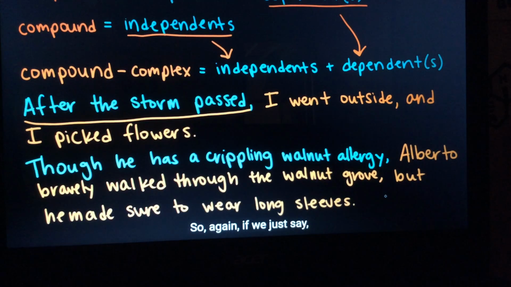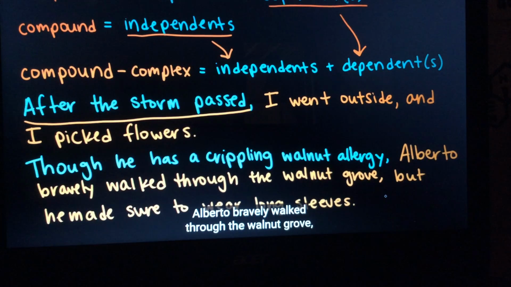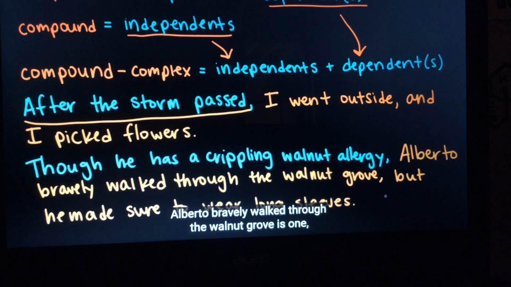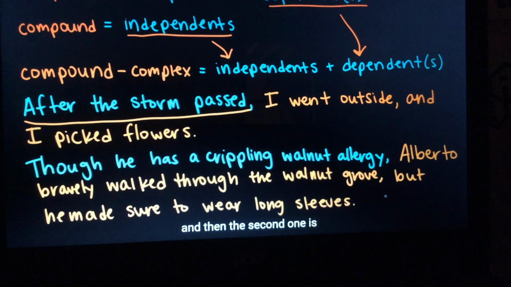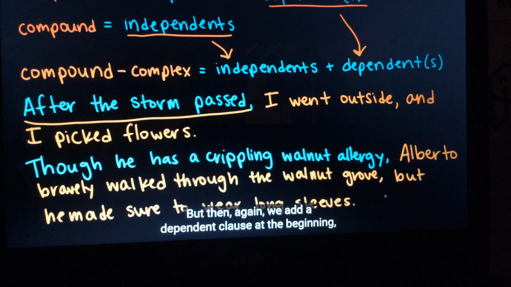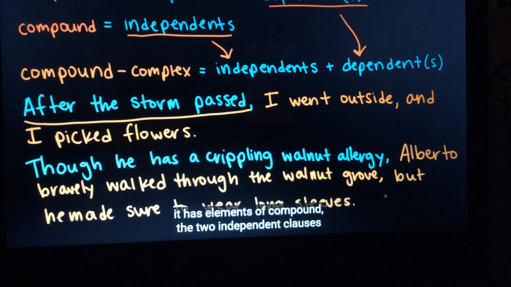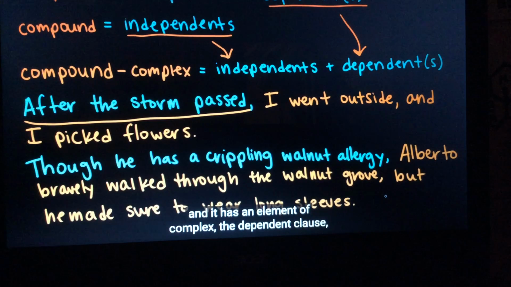So again, if we just say Alberto bravely walked through the walnut grove, but he made sure to wear long sleeves, that's a compound sentence. There's two independent clauses. Alberto bravely walked through the walnut grove is one, and then the second one is, but he made sure to wear long sleeves. But then again, we add a dependent clause at the beginning, though he has a crippling walnut allergy. That is what makes it compound complex. It has elements of compound, the two independent clauses, and it has an element of complex, the dependent clause.